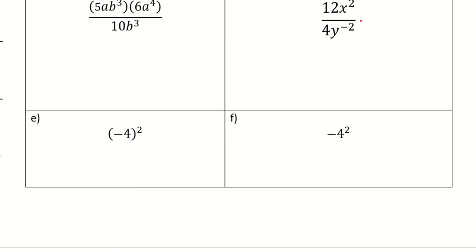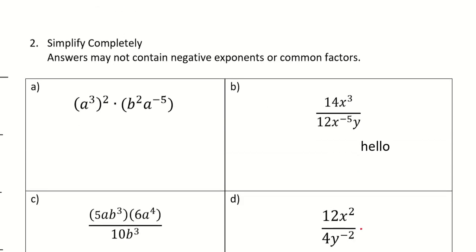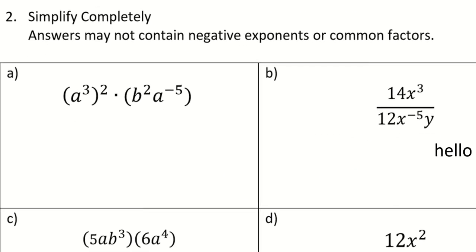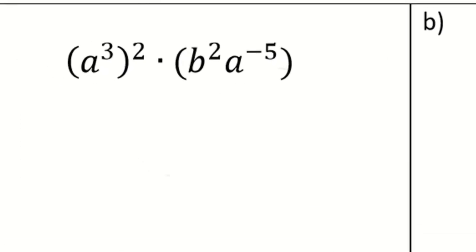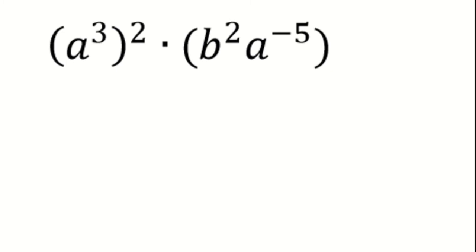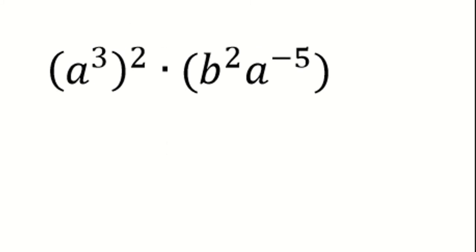I guess we'll just go ahead and do the first page here. So for 2, it says simplify completely. Answers may not contain negative exponents or common factors. So if I look at this first part, you can see that I've got a cubed squared, which means an a cubed times an a cubed. So just definitionally thinking about what does this mean, right? What does a to the 3rd power mean? That means I've got a factor of a times a factor of a times a factor of a. And because I'm squaring that, I end up with 2 identical sets of those. So I get a.